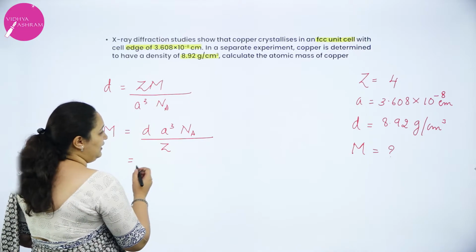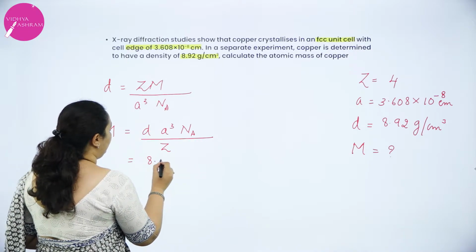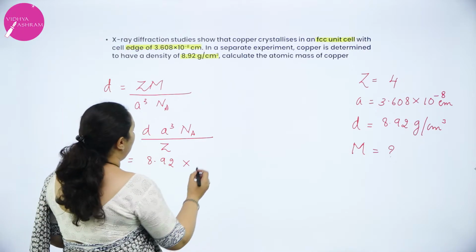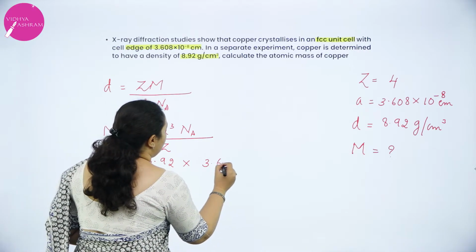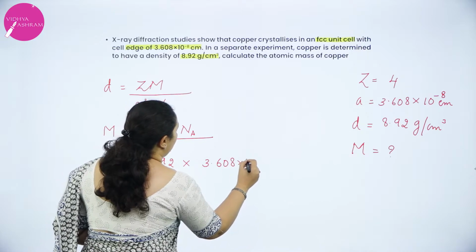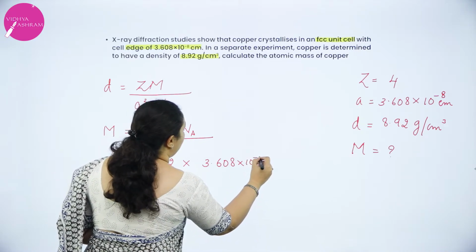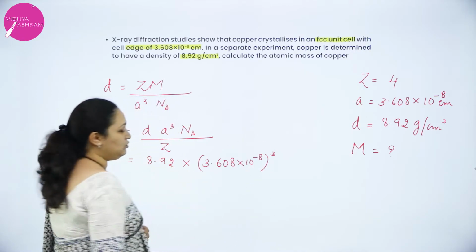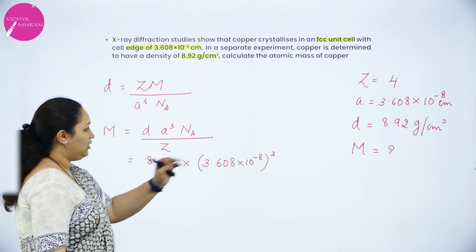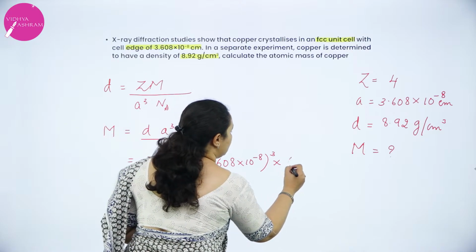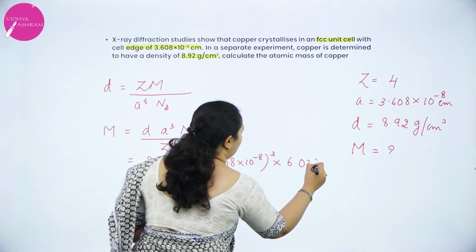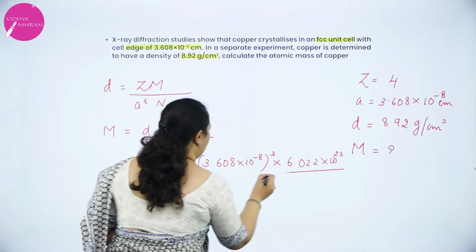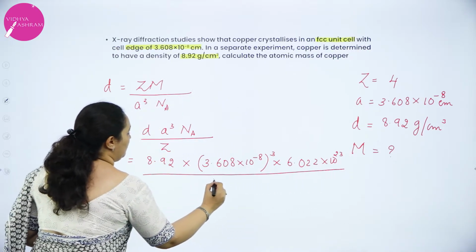What is D? Density is 8.92 into, what is the A value? It is 3.608 into 10 to the power minus 8. It's already in centimeter, so I don't have to do the conversion. Whole cube into 6.022 into 10 to the power 23 divided by, what is Z?